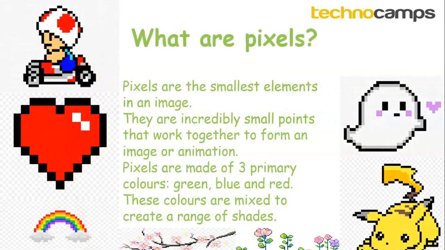Pixels are the smallest elements in an image. They are incredibly small points that work together to form an image or animation. Pixels are made up of three primary colors: green, blue, and red. These colors are mixed together to create a range of shades.